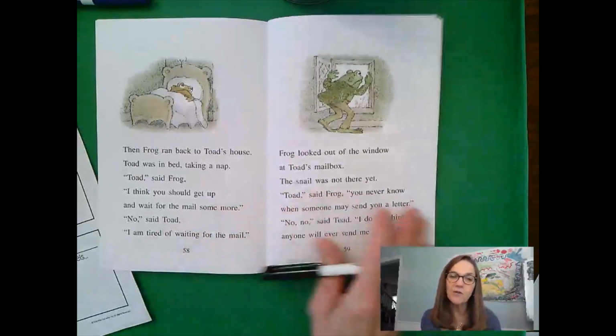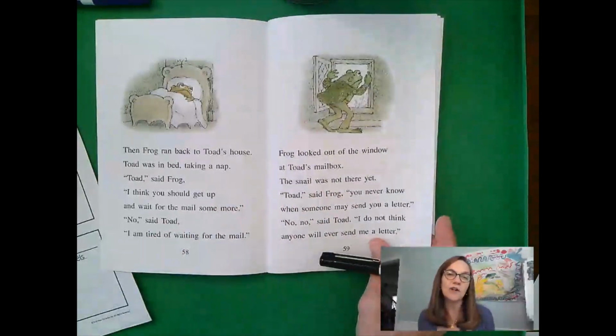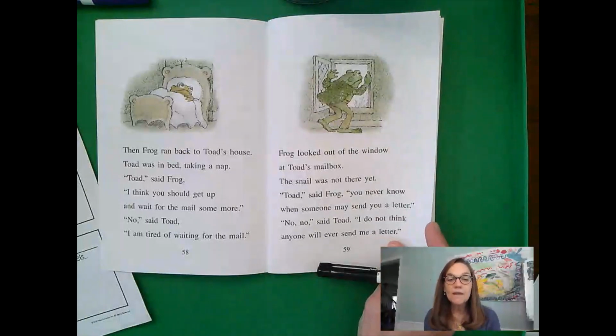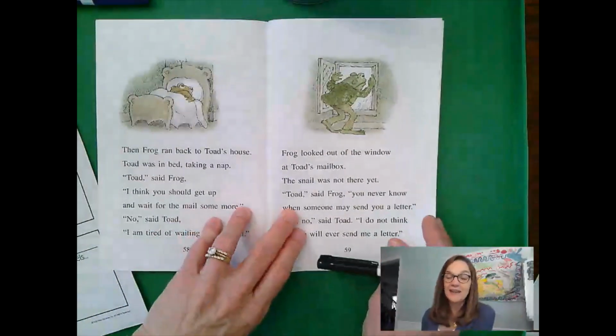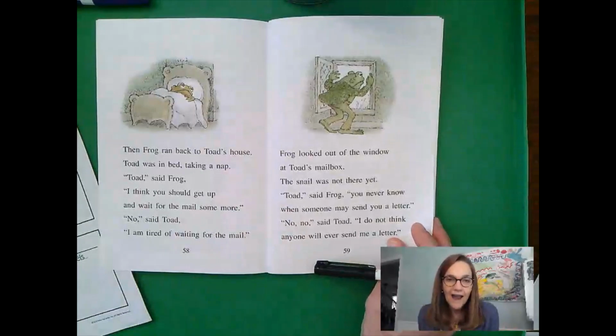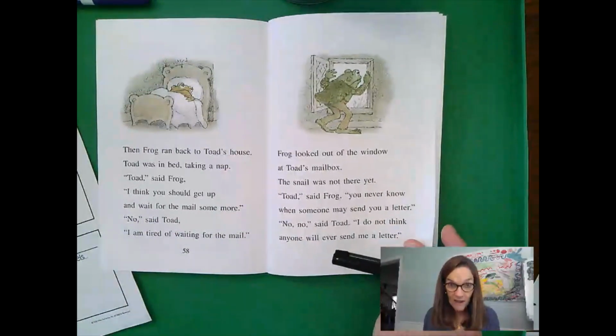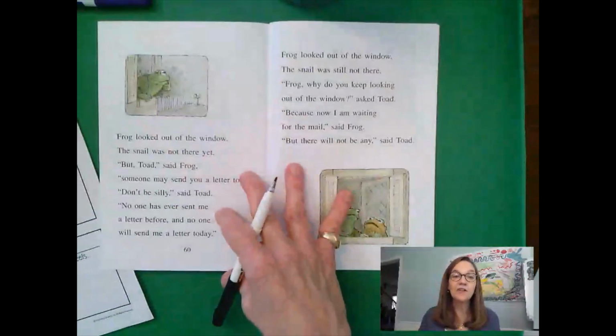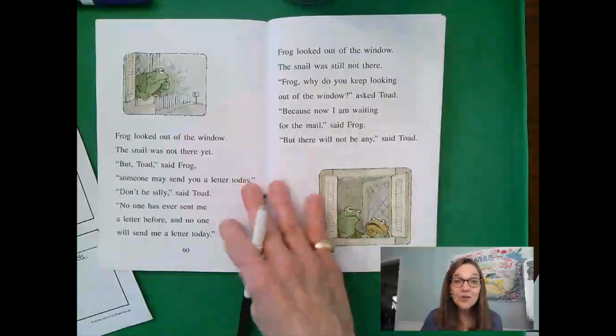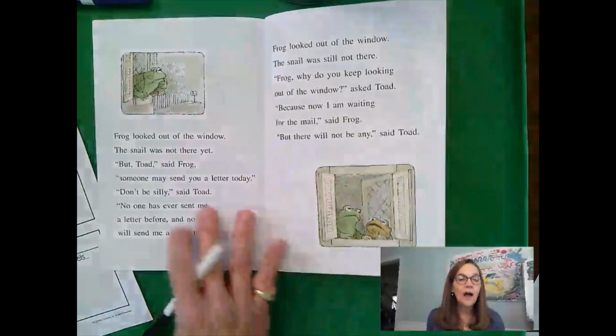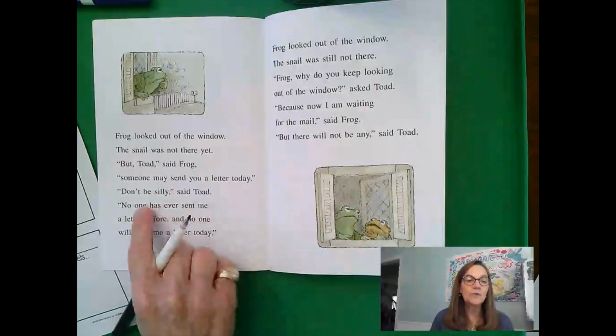I'm not going to read the whole thing because I want to move on to more of how Toad feels, okay? He got him out of the bed, and Toad said, why? And he said, because you are going to get mail today. And he says, how do you know? And he says, because I sent you mail. So then what does Toad say?